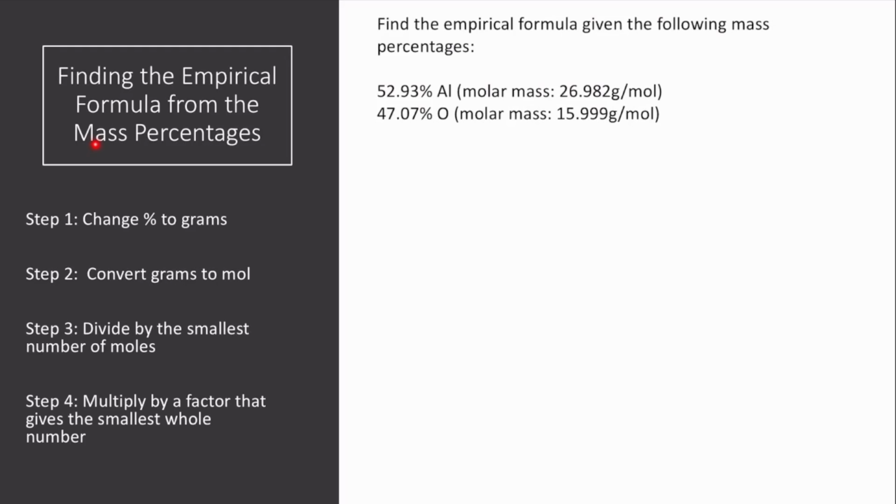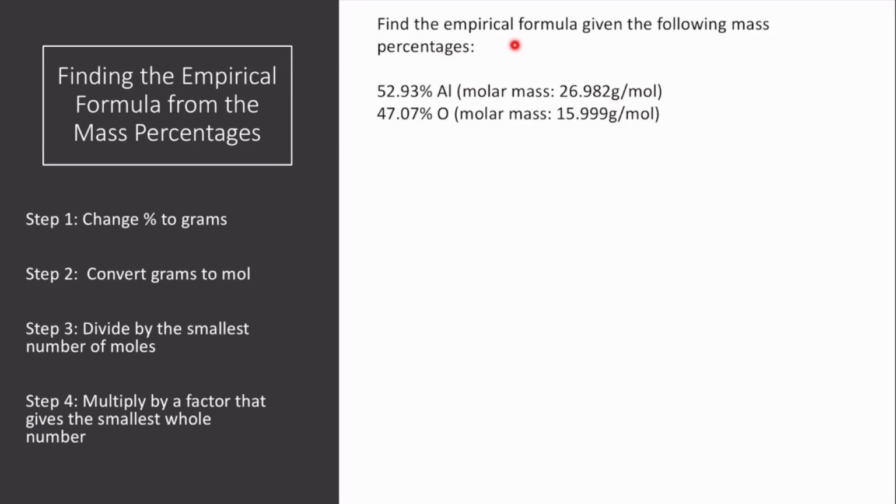The concept of mass percentage is used to find the empirical formula, which is a common question in chemistry. You can use the following 4 easy steps to find the empirical formula from mass percentages. Let's go over the following example. We're given the mass percentage of aluminum, 52.93%, and the mass percent of oxygen, 47.07%. And we're given also their respective molar masses.